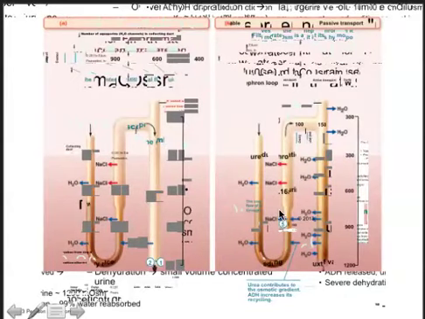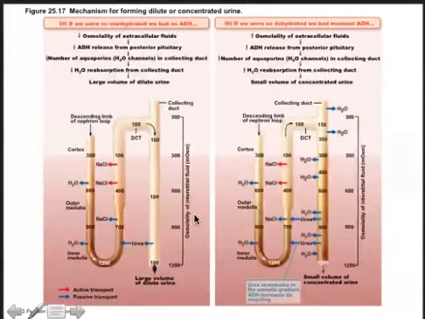And this is just showing you how these phenomena change depending on whether or not we're overhydrated or whether we're dehydrated. The bottom line, if we're overhydrated, dilute urine is created. If we're dehydrated, very concentrated urine is created. The bottom line, we hold on to water when we need to, and we eliminate excess fluid when we consume too much.